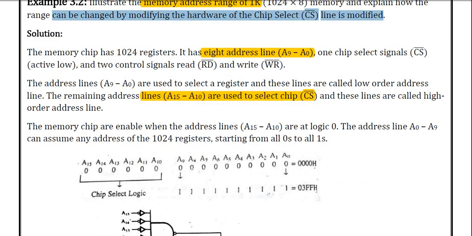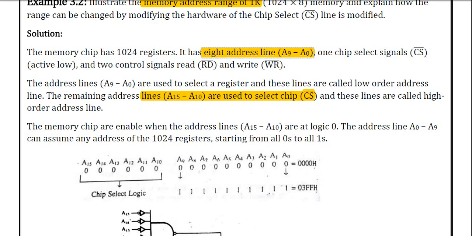Here we can easily say that we have the memory chip register which is 1024. That means it has address lines from A0 to A9 for generating 1024, because 1024 can be generated by 2 to the power 10. That means A will occur from A0 to A9, that is 10, because 0, 1, 2, 3, 4, 5, 6, 7, 8, 9 equals 10. So 2 to the power 10 can be generated by A9 to A0.